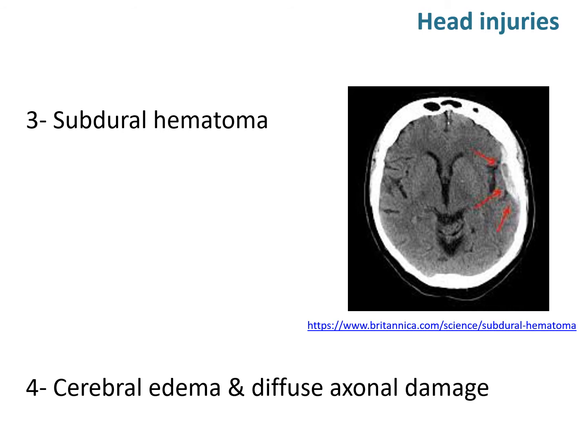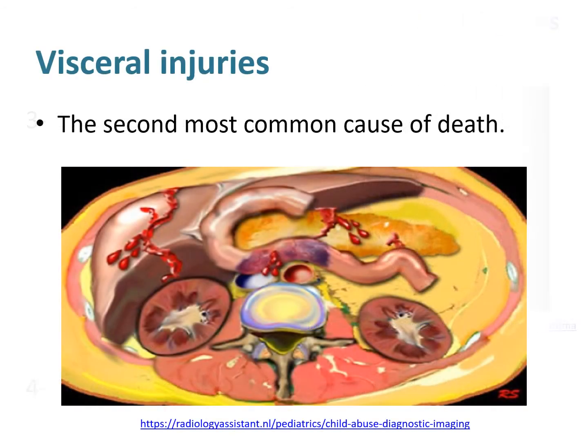If we go deeper, a layer deeper, we will find the brain. The brain may show cerebral edema or diffuse axonal injuries. So the head injuries in the case of child abuse may be scalp hematoma, fissure fracture in the skull, subdural hematoma, cerebral edema, or diffuse axonal injury.